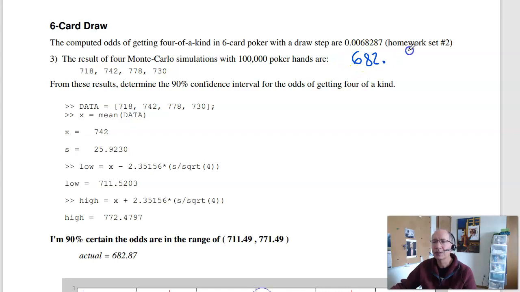or I should get 682.87 4 of a kinds for every 100,000 hands. Well, let's try it. Run the Monte Carlo simulation 100,000 times, and here's what I get.